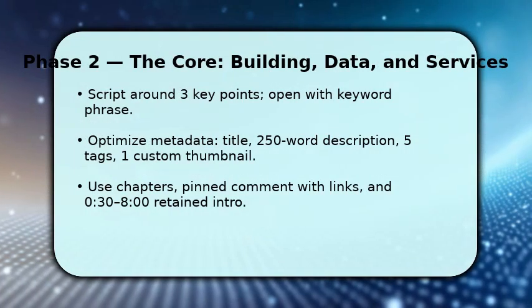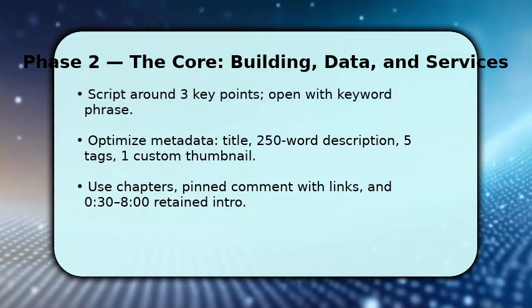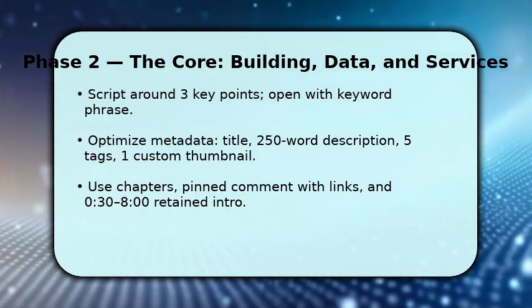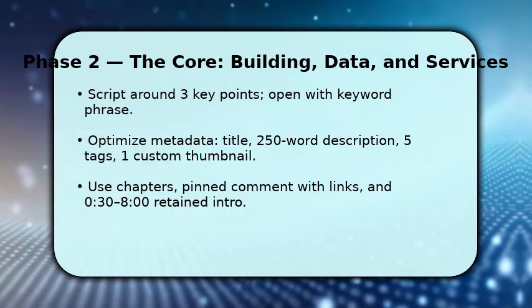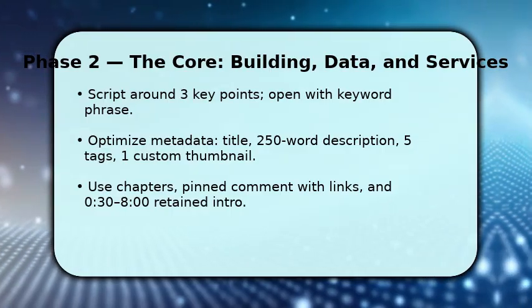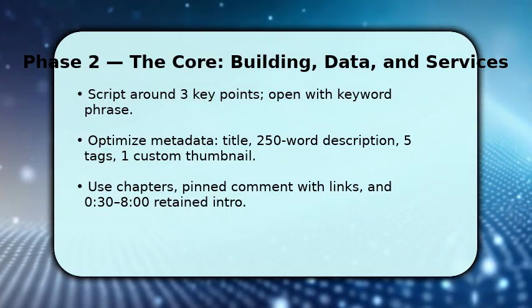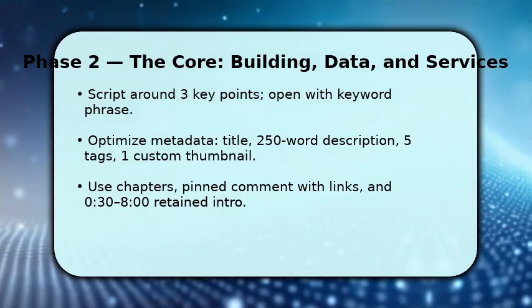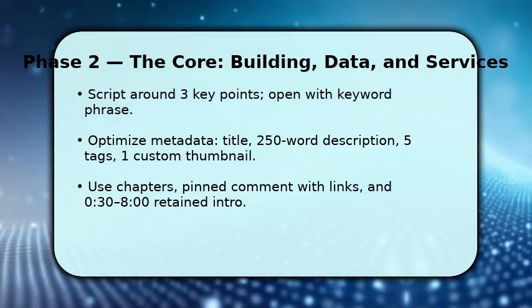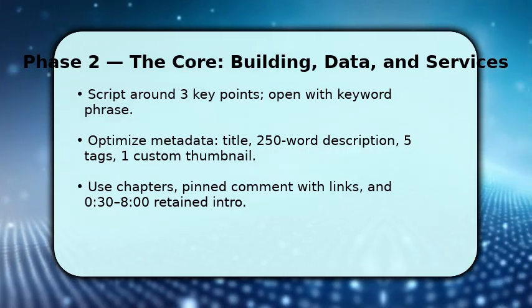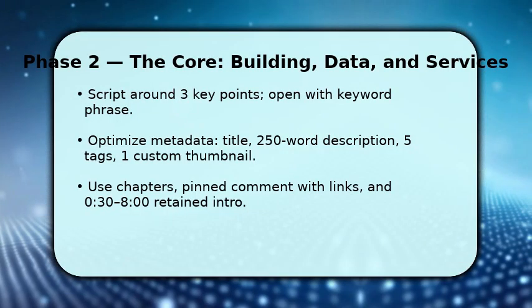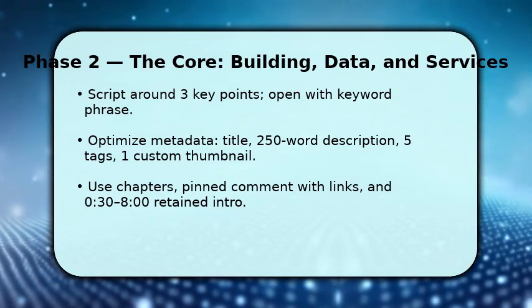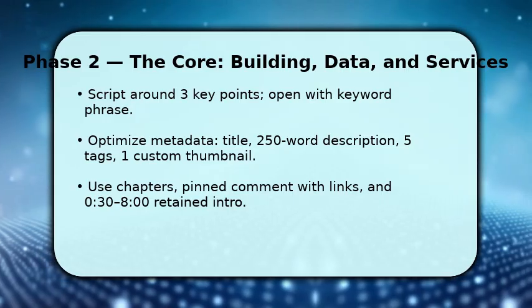Script each video around 3 clear points and open using the target keyword phrase within the first 10 seconds. That signals relevance to the algorithm. Once filmed, craft a title that balances curiosity and keyword. Write a 250-word description, embedding synonyms and timestamps. Add 5 focus tags, and design a custom thumbnail that contrasts and reads at small sizes. Make sure to add chapters and a pinned comment linking related pillars.